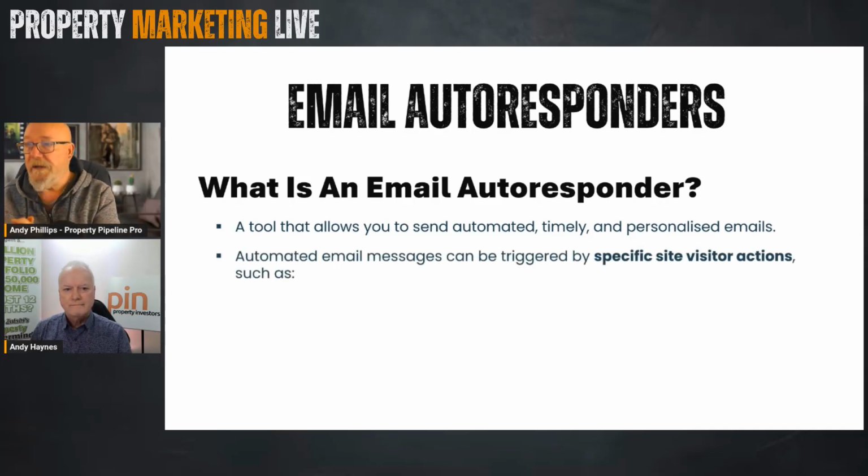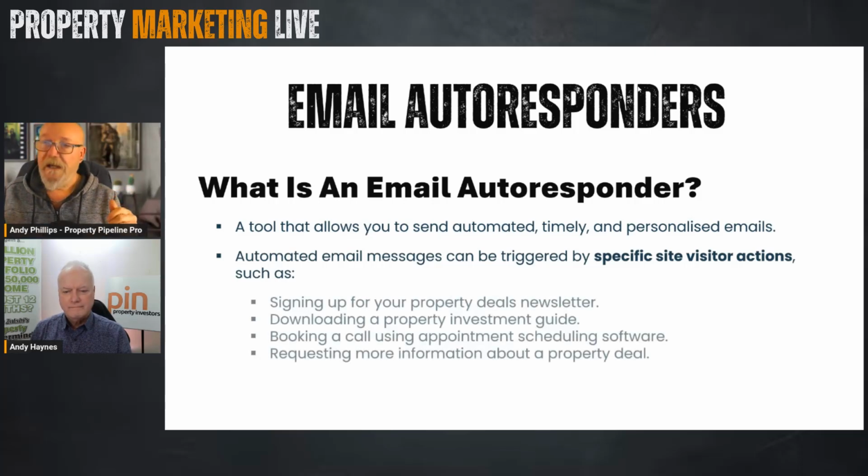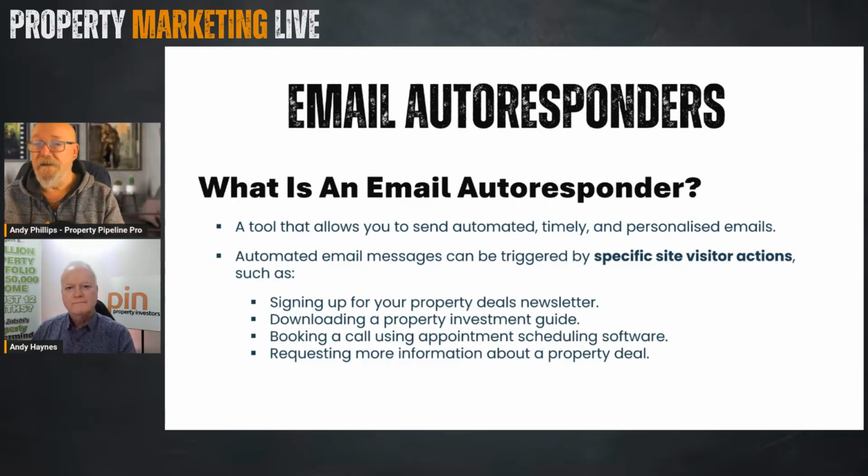The automated emails can be triggered by specific site visitor action. And these are things such as signing up for a property deals newsletter, for instance, or downloading a property investment guide. Because when they download the guide, they need to put their details in, so their name, their email, telephone number, that sort of thing. And straight away, once they've hit the submit button, you can send them an email and deliver what you promised. And that's automated, so you don't have to worry about it.